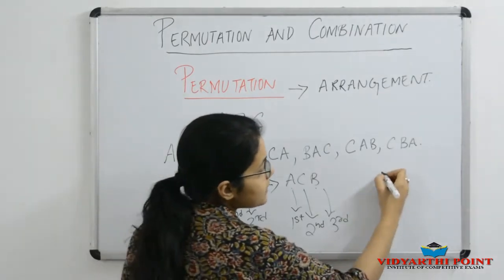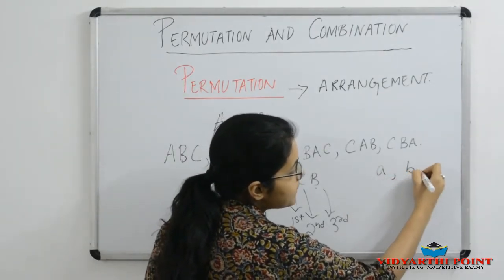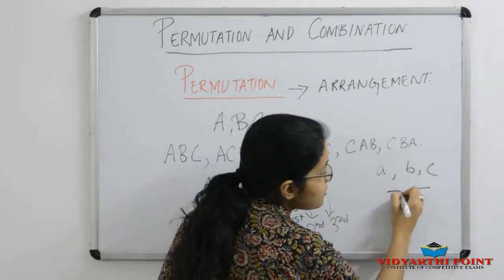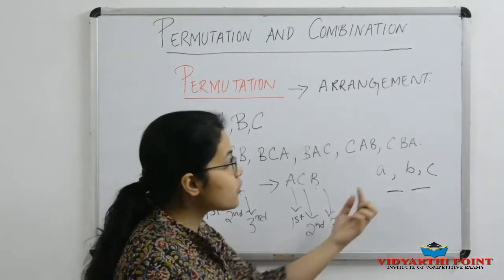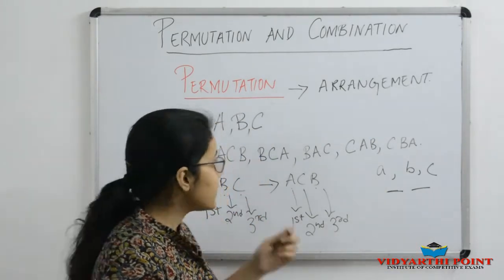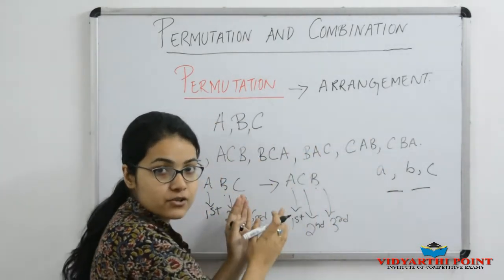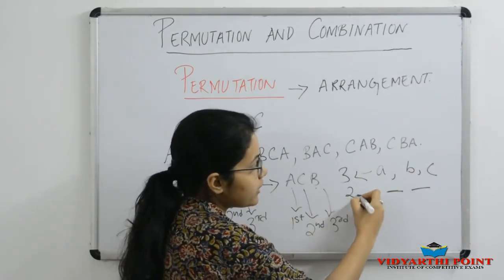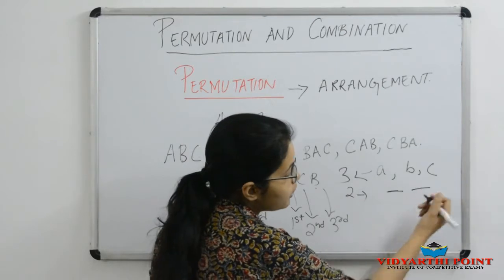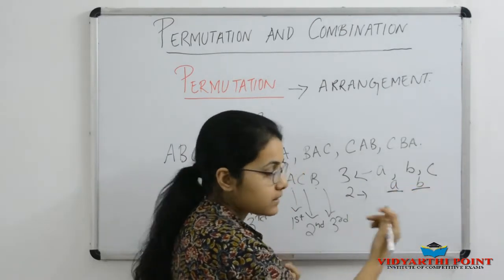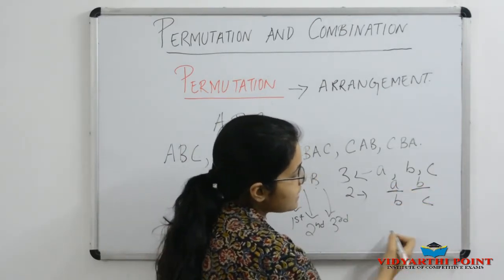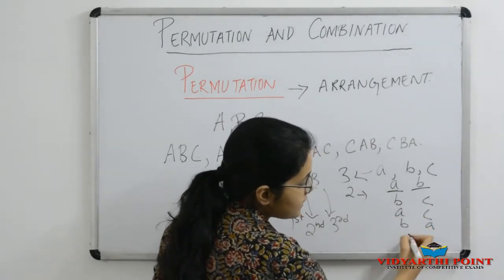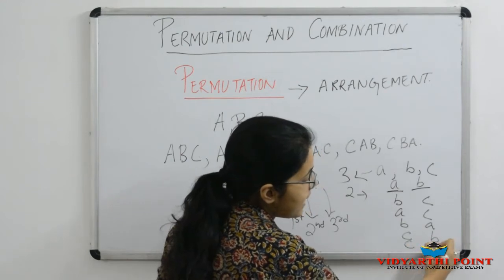For example, if we take A, B and C and you have to fill them in these two places, that is you have to take two at one time. Here you have taken all the three letters together. Here out of the three letters you have to take only two. So taking only two, we will write A and B, then B and C, then A and C, again B and A, C and B, C and A.